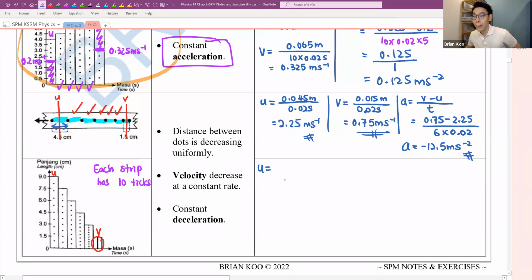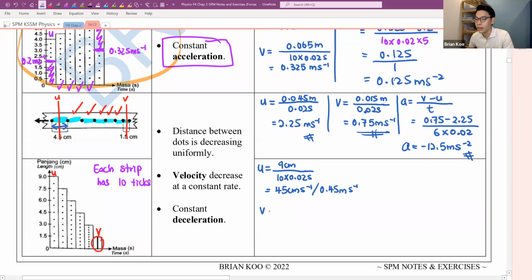So our U will be what? 9 cm. Maybe this time for a change, I'll do both, in cm and in meters. If it's cm, it will look like this. Over the time, which is 10 ticks, and each tick is 0.02 seconds. This is 45 cm per second. If you are doing in meter, your answer will be 0.45 meter per second. Either one, both also can.